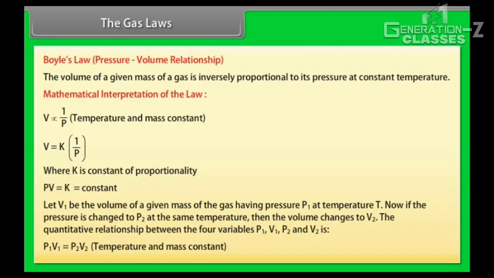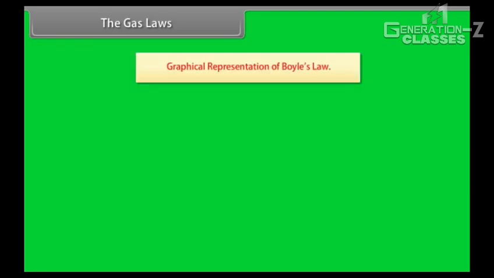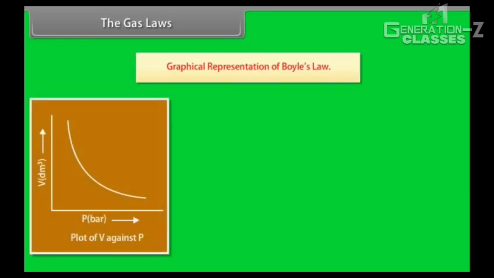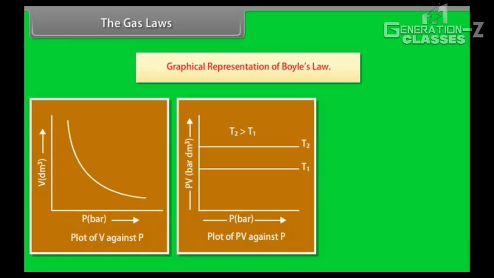constant temperature and mass. Graphical representation of Boyle's law. It shows the plot of V versus P at a particular temperature. It shows as P increases, V decreases. It shows the plot of PV versus P at a particular temperature. It indicates that the PV value remains constant in spite of a regular increase in P. The curve obtained by plotting PV against P at a particular temperature is called an isotherm.